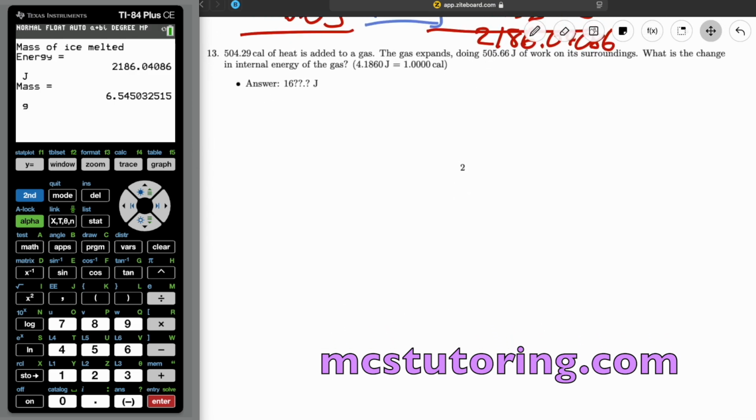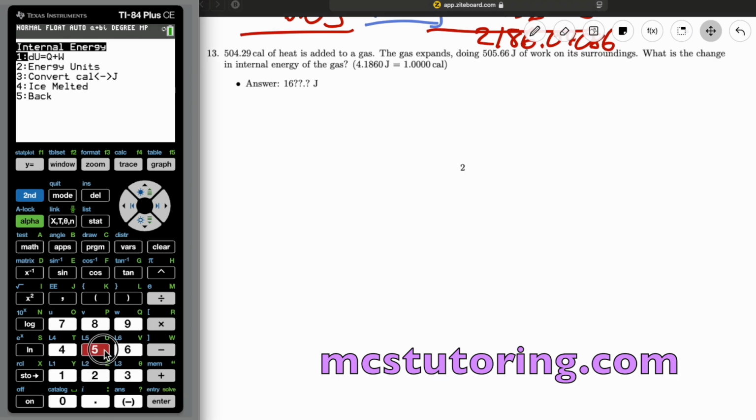Okay, now number 13. We're going to go back to the main menu. Excuse me. So 504.29 calories of heat is added to a gas. The gas expands, doing 505.66 joules of work on its surroundings. What is the change in internal energy of the gas? So this is going to go to option 4, internal energy again. And now the answer is in joules, so we're going to be doing that, right?